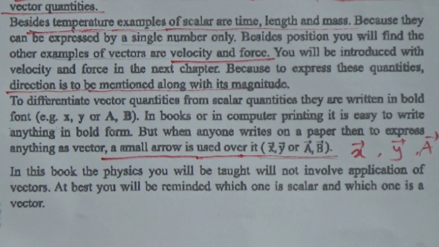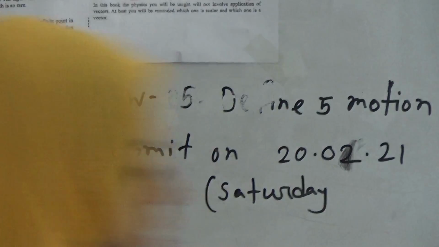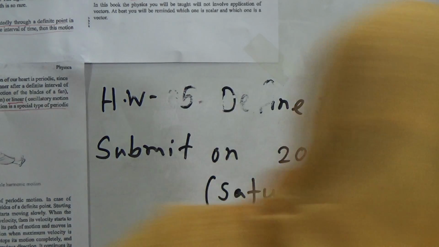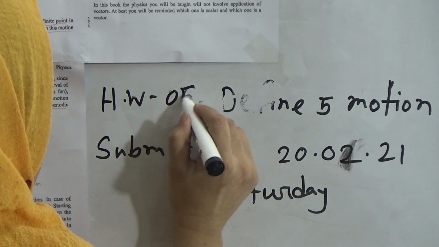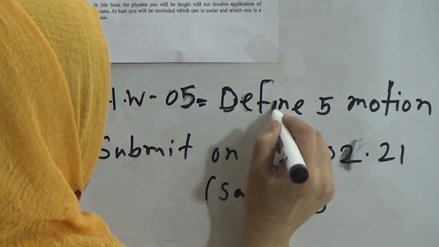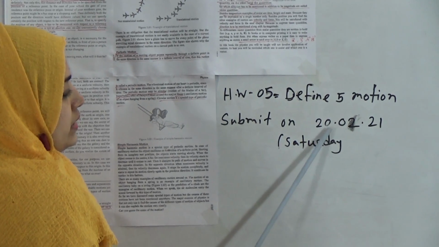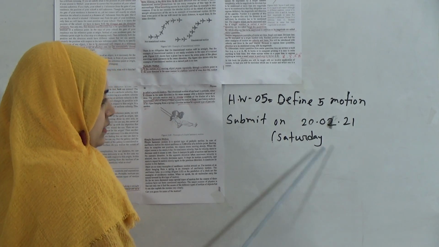My dear students, today's SW number is 5 and your SW is to define 5 types of motion. Okay, you have to do these 5 types of motion: linear motion, circular motion, translational motion, periodic motion and simple harmonic motion, and you have to submit this SW on 20 February, that means Saturday.